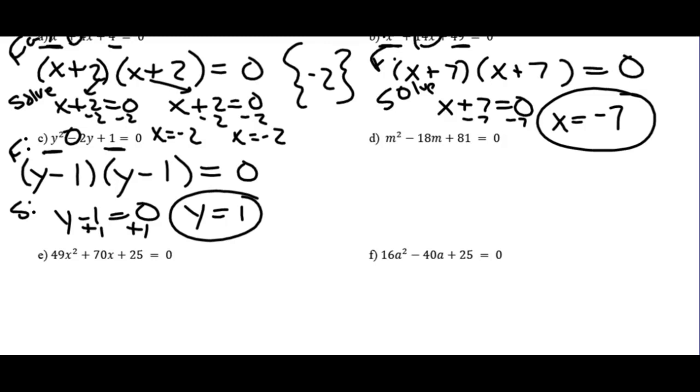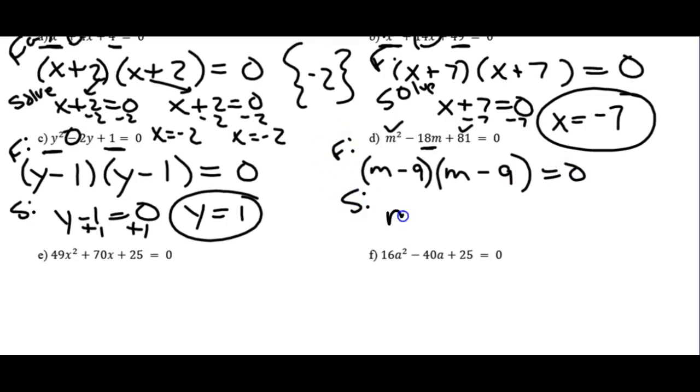Number 2, or the fourth example. Perfect square, and this is twice their product because 1 times 9 times 2 would be 18. It is a negative. So m, both going to be negative, and what's the square root of 81? 9. So that's my factoring. And then solving it, set one of them equal to 0 and solve. So what is my solution? My solution is m is equal to 9.